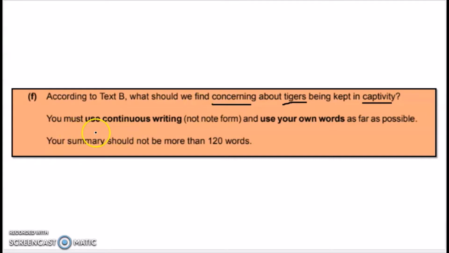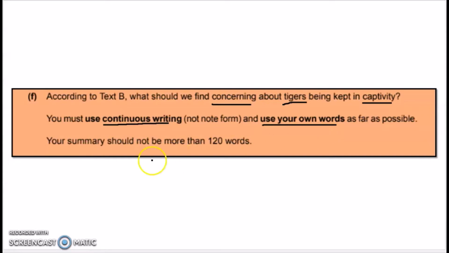So you must use continuous writing. This is the next thing to understand. Continuous writing means you are not writing in points, you are writing in the form of a paragraph. And use your own words. One important thing for summary writing is using your own words. If you are looking at some word, you are using synonyms for that. You are not using the same wording from the text.